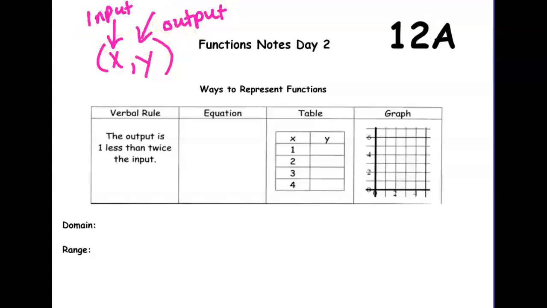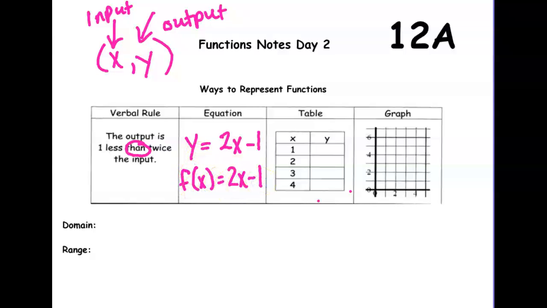So if we wanted to say the output is, we'd say y equals 1 less than twice the input. So remember that keyword "than" means that the minus 1 will come after. So twice is 2 times x minus 1. Okay, so that equation would represent the verbal rule. We can also show the output not just as y, but we could say f of x is equal to 2x minus 1. So these two would be equivalent.